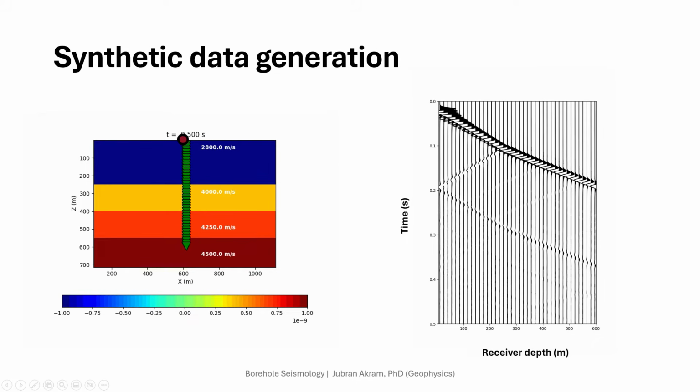To the right, we have the generated synthetic data, and you can see the direct arrivals coming first, and then we can only see the upgoing reflection from the first interface, which is the stronger one, and the downgoing multiple as well. The rest of the data is there, but we cannot see it. So in the next slide, we'll apply some amplitude correction to see this data.